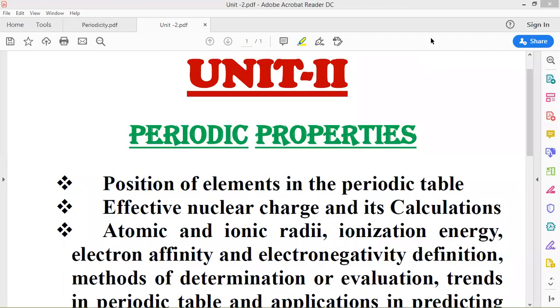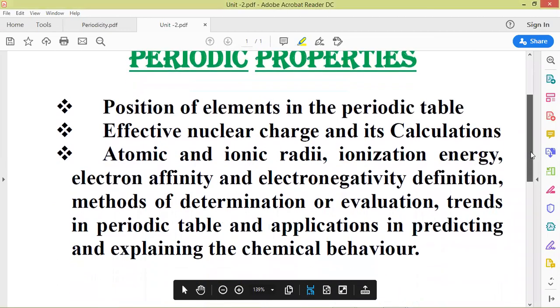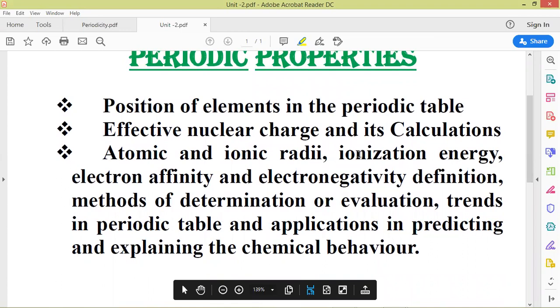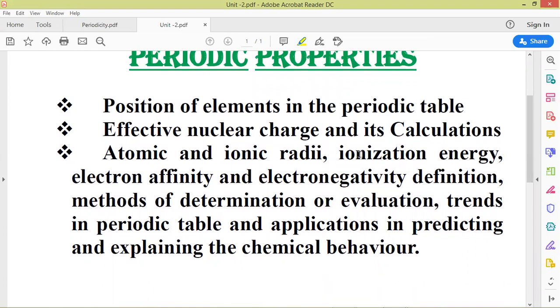So in this video, we're starting with unit 2 of your syllabus, that is periodic properties. In this, we'll be covering these topics: the position of elements in the periodic table will be discussed, how the elements are arranged in the periodic table, and the history of the periodic table will be discussed.